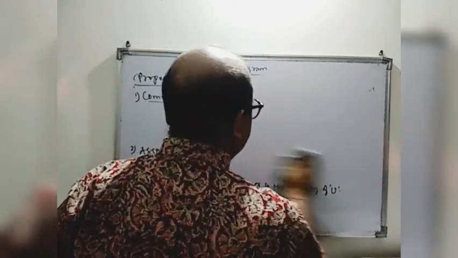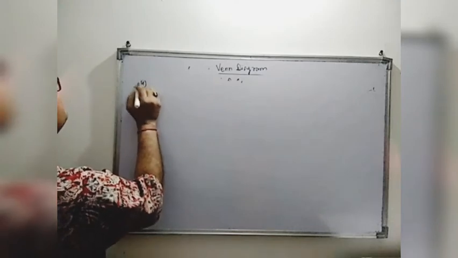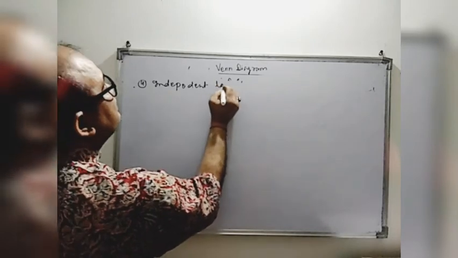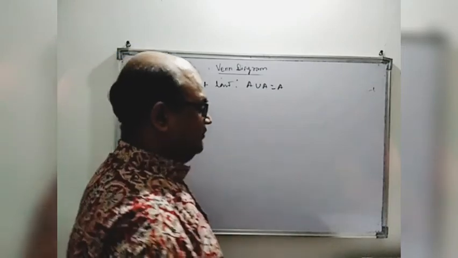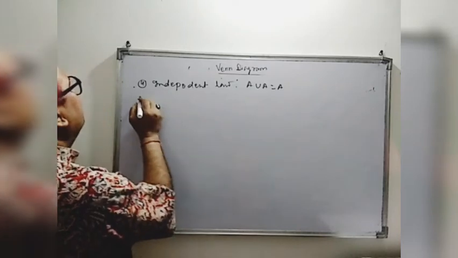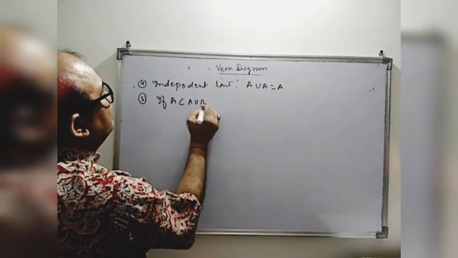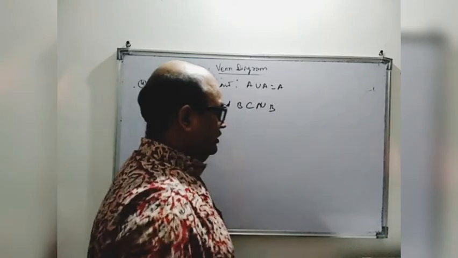Next is the fourth law, the idempotent law. That is A union A equal to set A itself. Now, next is if A is a subset of A union B and B is also a subset of A union B.